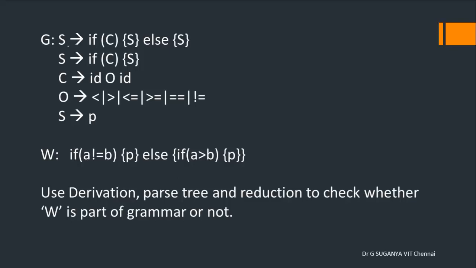Consider this grammar. S gives if within bracket condition followed by statement, else statement. Actually, this is a grammar used to generate the if-else statement of the C language. Now this is the given word. We have to use derivation, parse tree, and reduction to check whether W is part of the grammar or not.